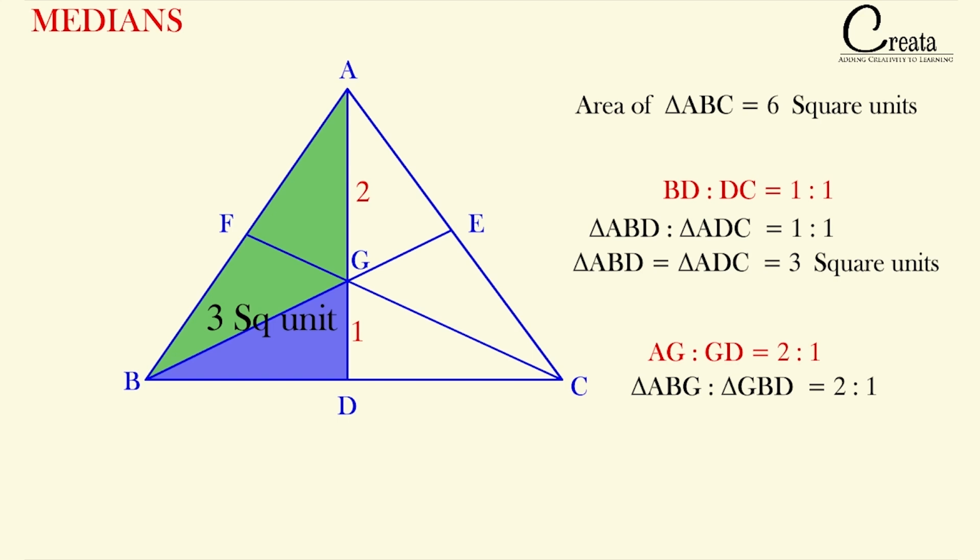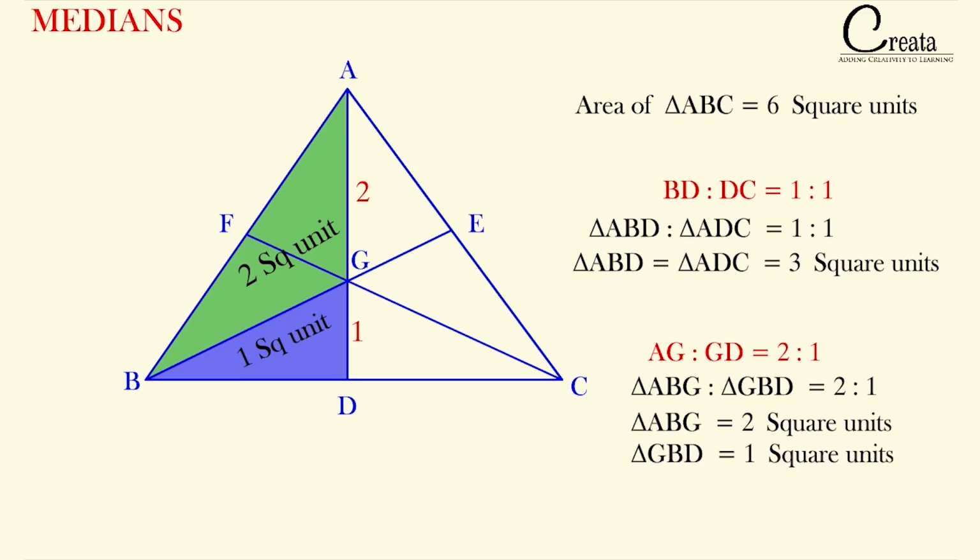And just now we have seen that the area of this complete triangle ABD is 3 square units. So we will divide the 3 square units into two portions, that is 2:1. So the area of triangle ABG will be 2 square units and the area of triangle GBD will be 1 square unit. 2 plus 1 is 3, and the ratio is also 2:1.